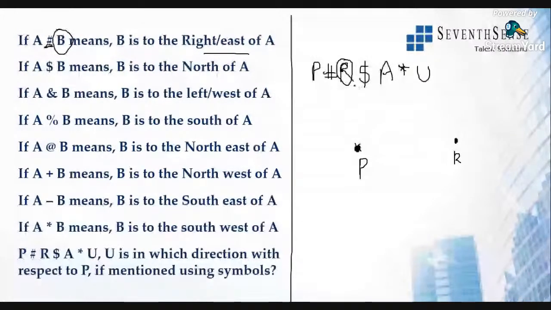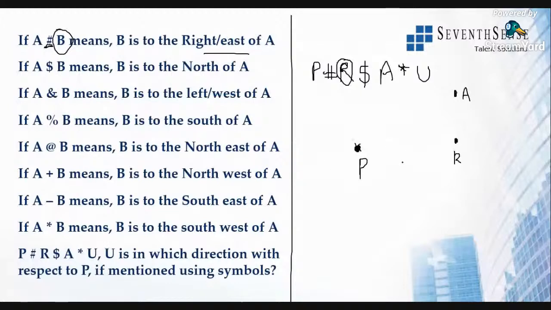Dollar symbol means north. So A is north of R. So from R, north is A. So A will be here. All right. Then what are they telling? A ash U. Asterisk is here. B is to the southwest of A. So B is to the southwest. Southwest, in the sense somewhere here.